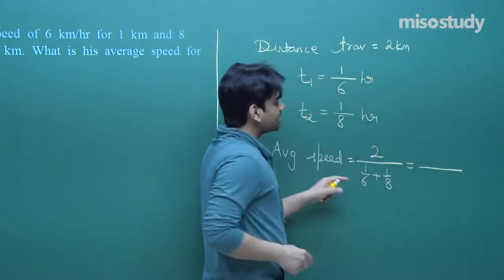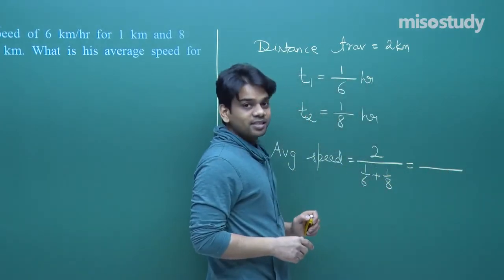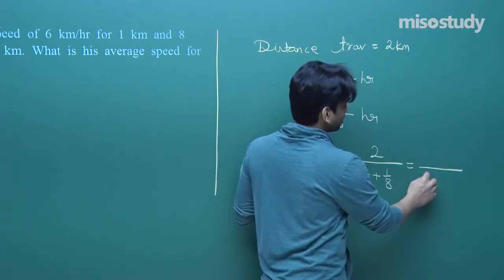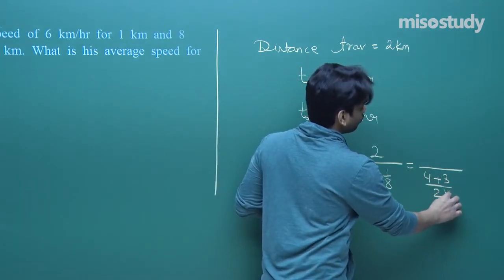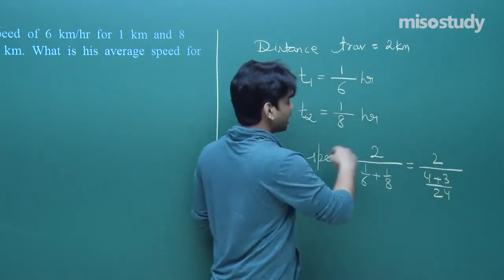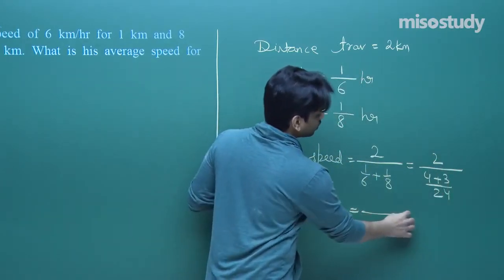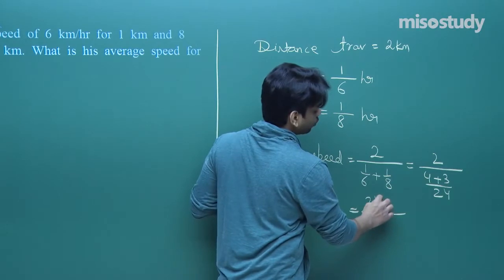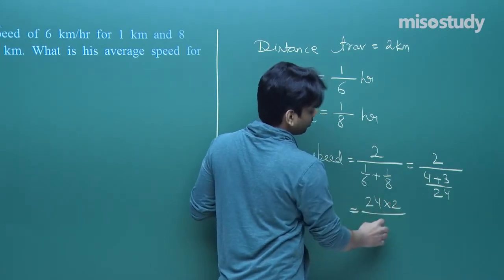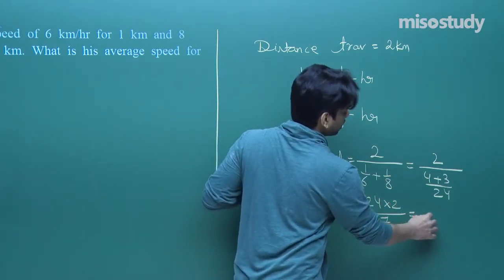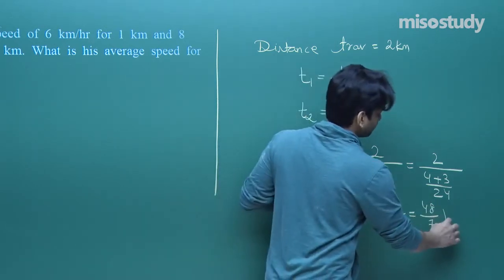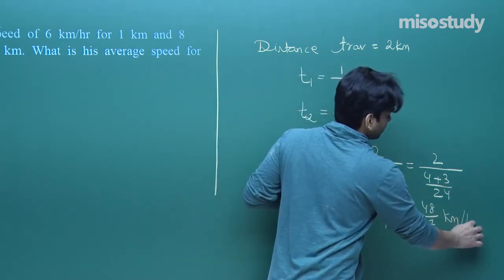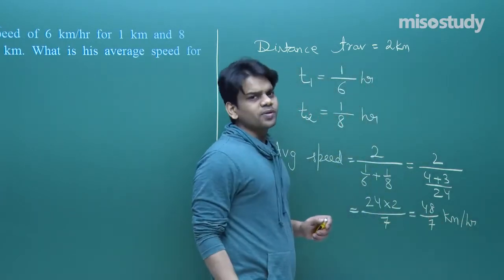If we take the LCM of 8 and 6 as 24, we will be getting 6 into 4, 4 plus 3, divided by 24, and here we have 2. Let's take that 24 in the numerator. We will be having 24 into 2 divided by 7. So this will be 48 by 7 km per hour. That is approximately equal to 7 km per hour.